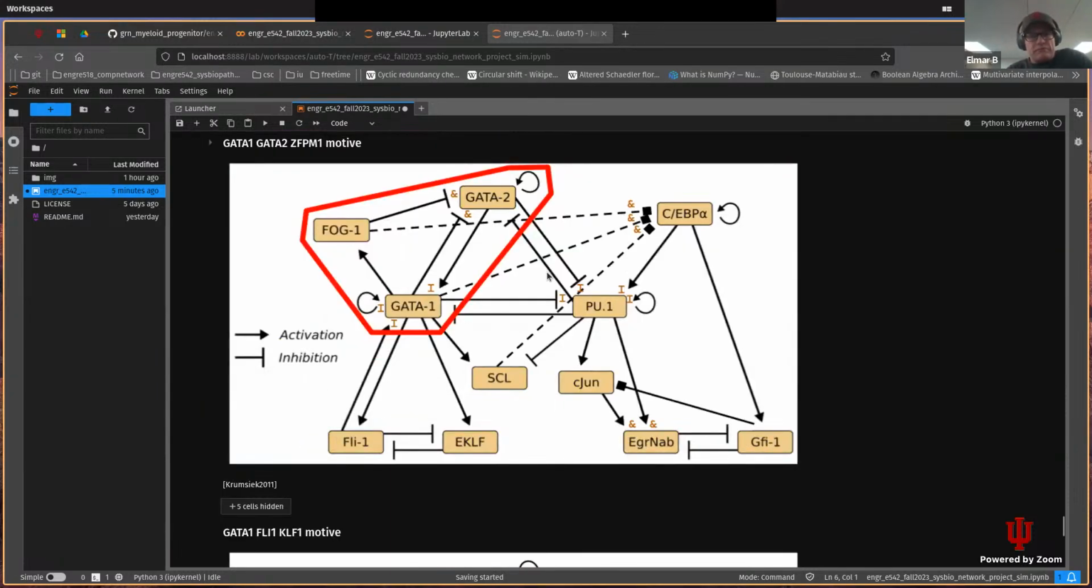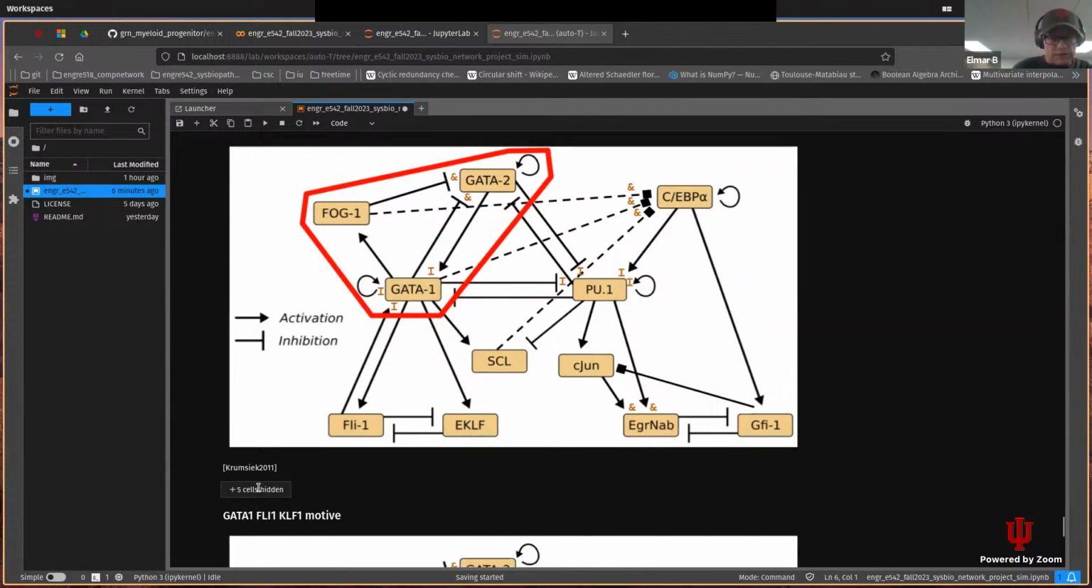And after that, I looked into the motifs. So we have here the GATA1, GATA2, FOG motif. This is one cycle that we had. And I looked into this.